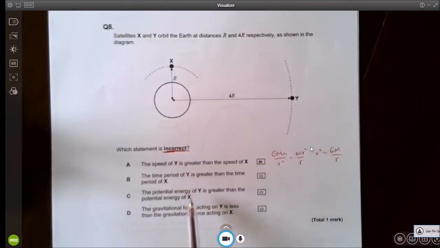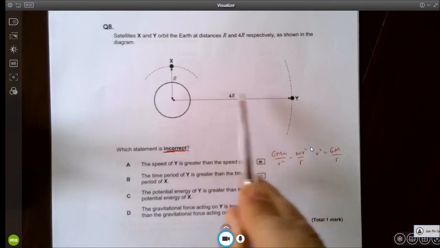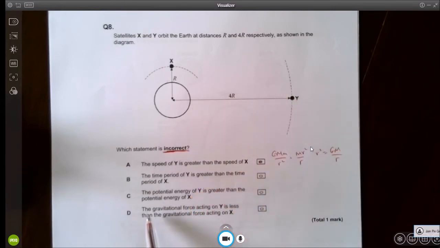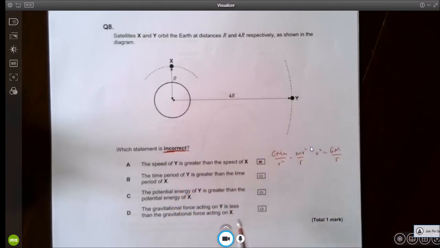The potential energy of Y is greater than the potential energy of X because you've gone further away, it's taken you extra energy to get up there. And the gravitational force acting on Y is less than the gravitational force on X because you're further away from the centre. So you should hopefully be able to see that these ones are all true, as well as knowing that that one is incorrect.